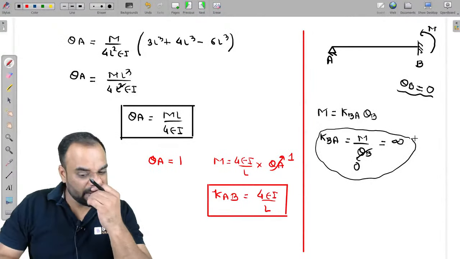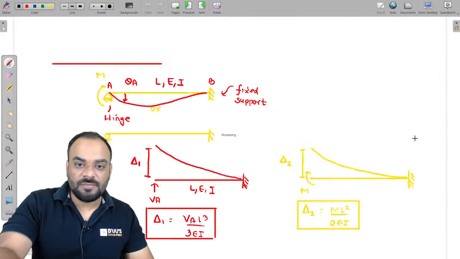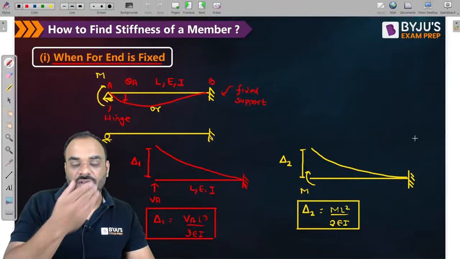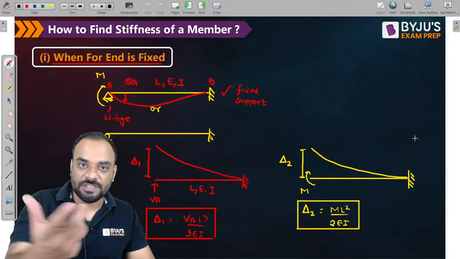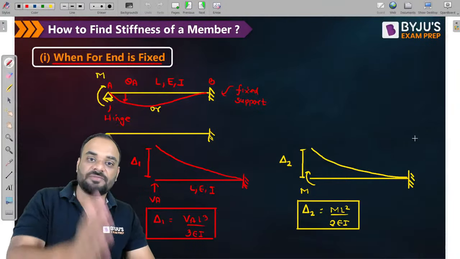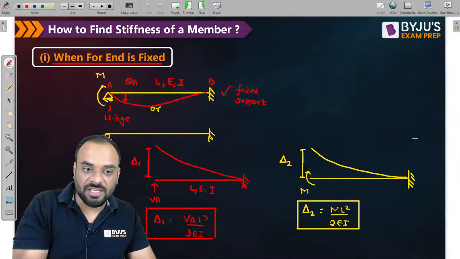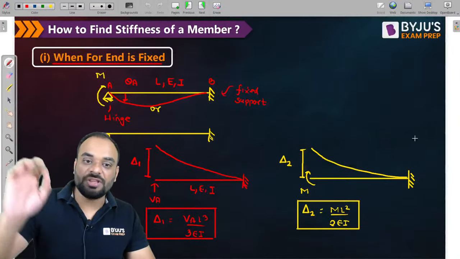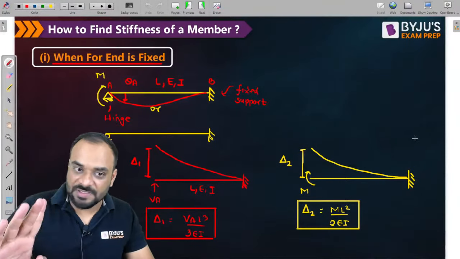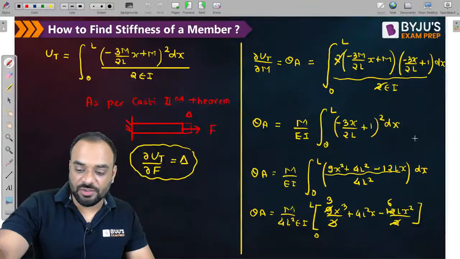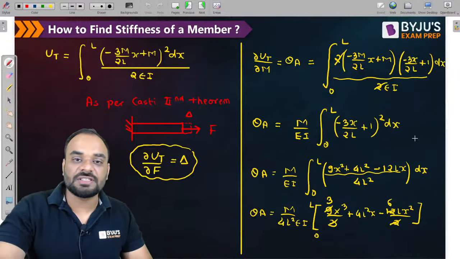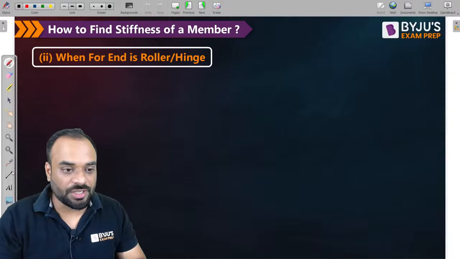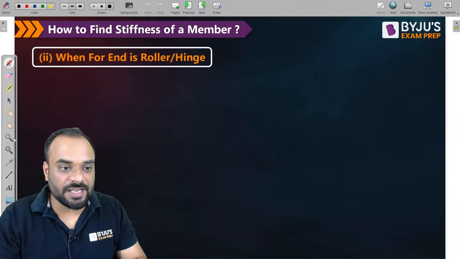Now tell me guys, in case of a beam where far end is fixed and near end is hinge or roller, what we are trying to do? We are trying to find out the stiffness, and usually the stiffness is defined at the near end, which is basically hinge or roller. The value is 4EI by L when the far end is fixed. Crystal clear? So the first one is very clear to all of you, I think so, and you are able to understand how to find out the stiffness in such condition. Clear? Okay, very nice. Let's understand the next concept guys.